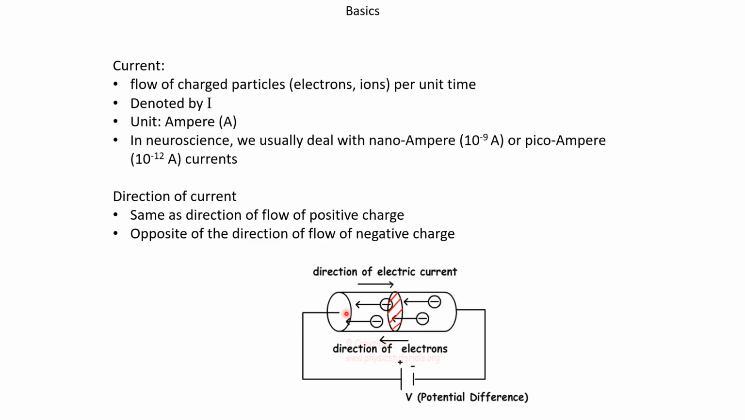In the case of neurons, since we have both positive and negative ions, it depends on the type of ion. If the ion is positively charged like sodium or potassium, then the direction in which those ions are moving will define the direction of current. But if it is the chloride ions that are moving, then the direction of current will be opposite to the movement of chloride ions.